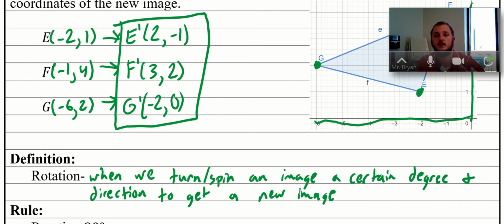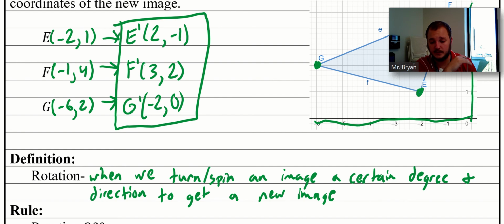Okay, we get a new image when we take whatever shape, whatever image we have, and we turn it or spin it. And usually we're doing that around the origin, so around the center of the graph. We're not changing its size, just where it's at. It is going to move to a certain spot.